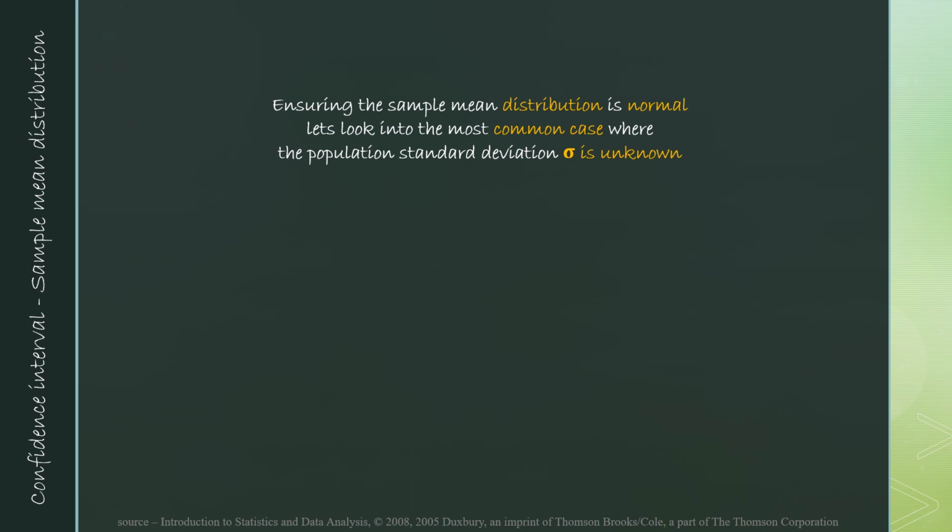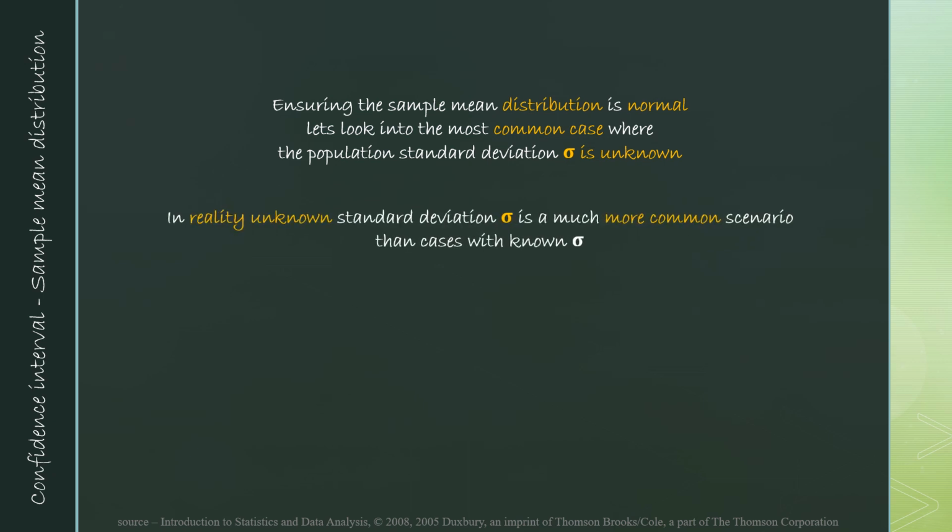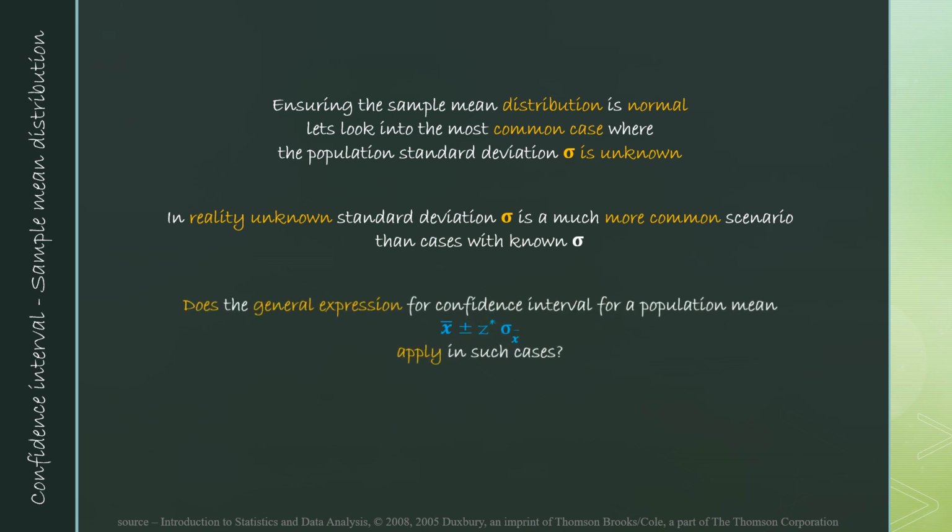Ensuring the sample mean distribution is normal, let's look into the most common case where the population standard deviation sigma is unknown. In reality, unknown standard deviation sigma is a much more common scenario than cases with known sigma. Does the general expression for confidence interval for population mean apply in such cases? The answer is no. Let's understand why and find the way forward.